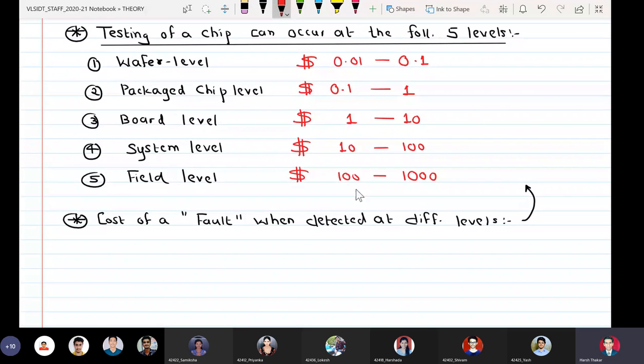This is what happened with Intel, as I mentioned, in 1994. In the field level, the error was there and it had to pay a very large amount. That is why the earlier a fault is detected, the less it costs and it can be rectified also. Otherwise, it goes on increasing exponentially. That is the main importance of testing.